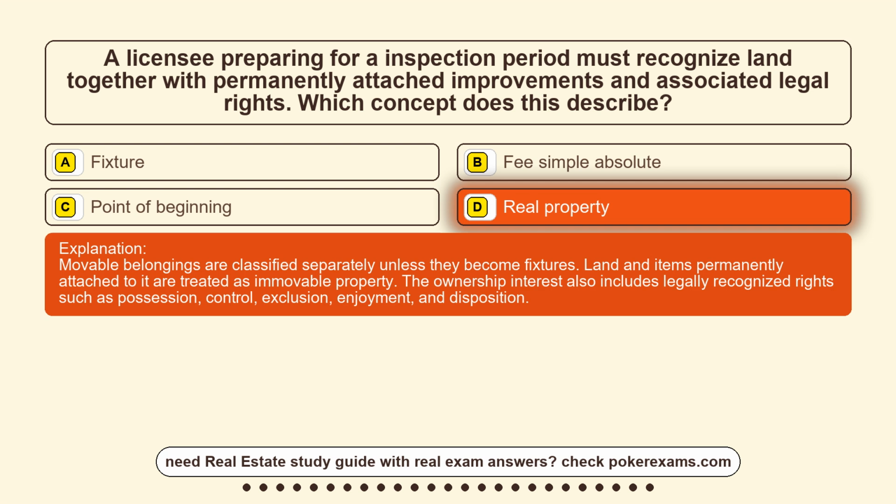Land and items permanently attached to it are treated as immovable property. The ownership interest also includes legally recognized rights such as possession, control, exclusion, enjoyment, and disposition.